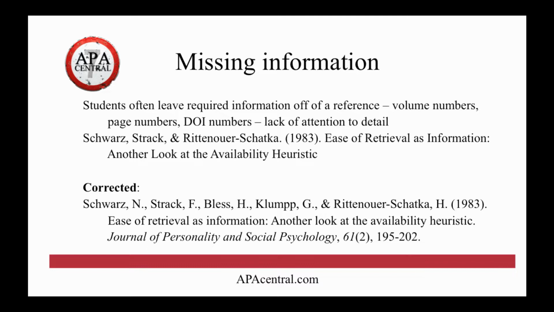So that is an example from a student paper where the Schwartz, Strack, and Rittenauer Shatka, they left off not only their initials, but they also left off 2 other authors, Bless and Klump. They wrote the title of the article in title case instead of sentence case, and they left off both the journal, the volume number, the issue, and the page numbers. And so there's a lot of information missing from that. And that's essentially what happens: your professor can just Google that article and then fill in the other information, but the student still has done the reference wrong.